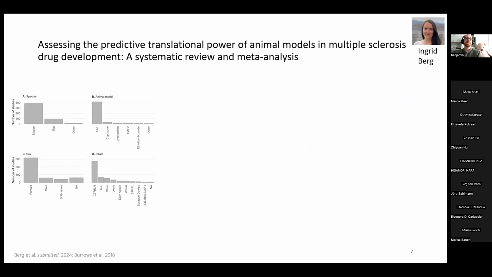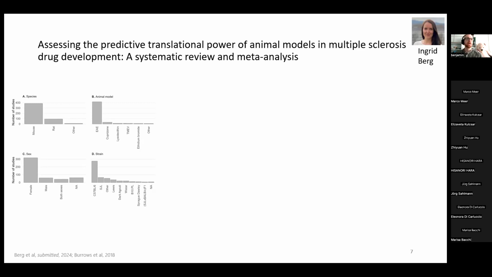So first, we looked at all these studies. We looked at what types of animals have been used by these studies, what type of animal models, what sexes, male or female animals, have been used, and which strains, and a couple of other things which I'm not showing here. But what is striking about this graph is that there's an extreme homogeneity in how these drugs have been tested. So in summary, 80% of the drugs have been tested in mice with one animal model, the EAE. This is the experimental autoimmune encephalomyelitis. This is obviously a commonly used animal model for MS.